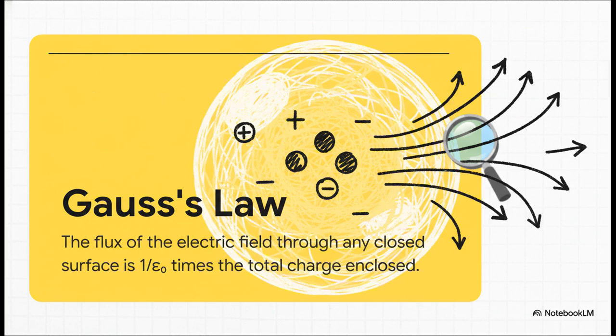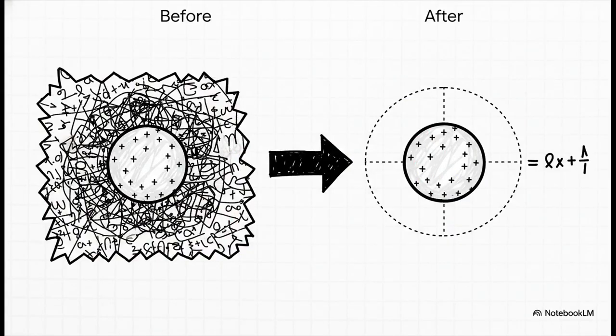It's a really profound statement. The stuff on the inside determines the flow on the outside. And that's why it's such an amazing shortcut. If you tried to find the electric field of, say, a perfectly charged sphere using Coulomb's law, you'd be stuck doing some truly gnarly calculus. But with Gauss's law, you just draw a nice, symmetrical bubble around the sphere, and the law basically lets you solve the whole thing with just a bit of algebra. The trick is always picking the right shape for your imaginary bubble.